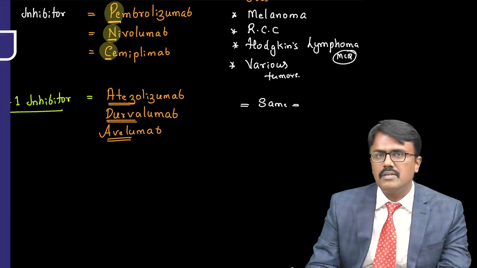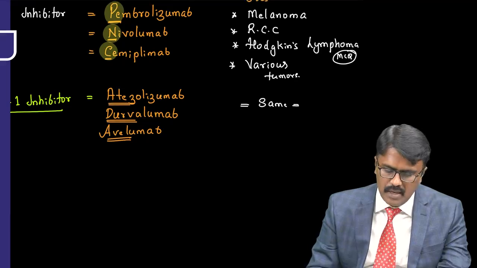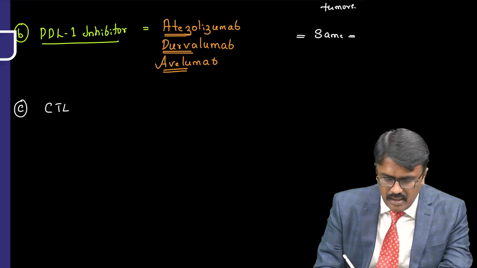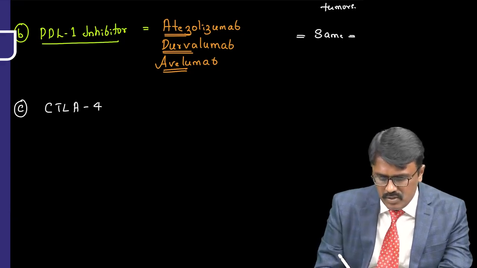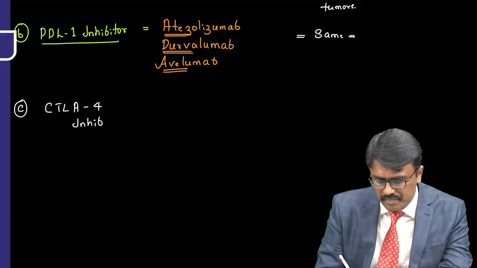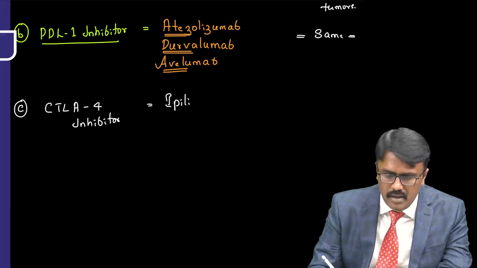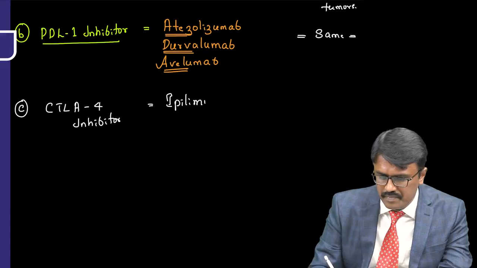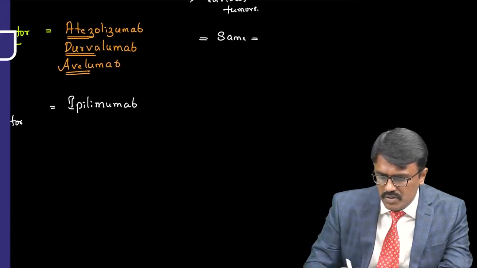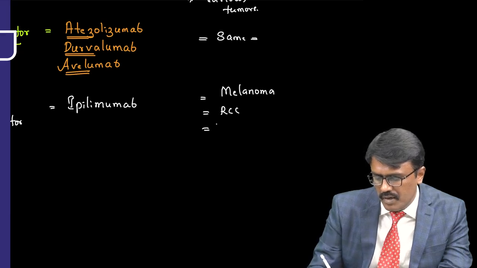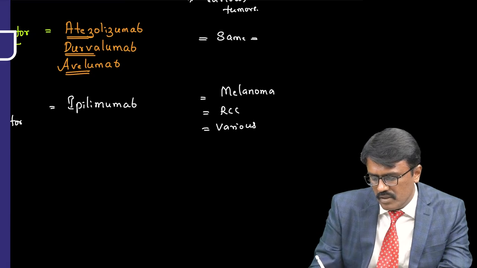They are used in the same conditions. Okay, so that is PD-L1 inhibitor. They are called immune checkpoint inhibitors. Another immune checkpoint inhibitor is to block CTLA4. So CTLA4 inhibitor. The name of it is ipilimumab. So it is also used in melanoma, RCC, and various tumors. That's what I was telling you.